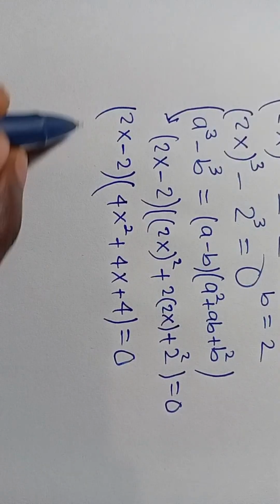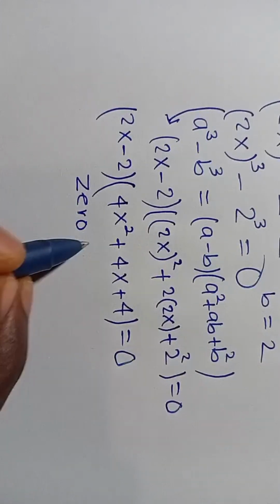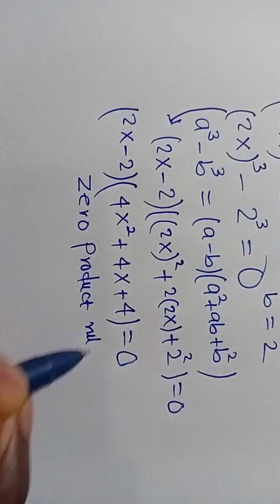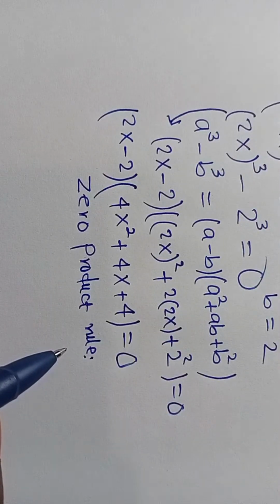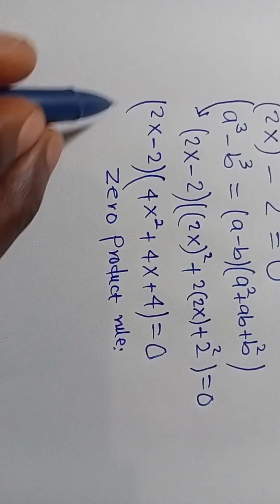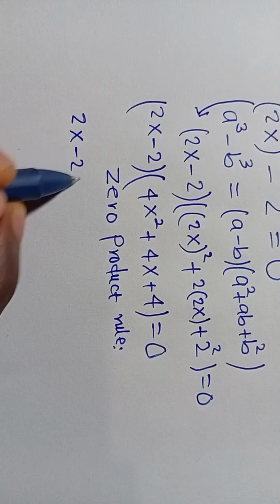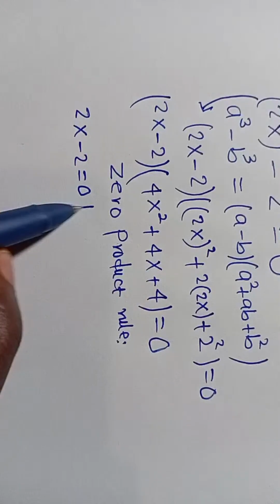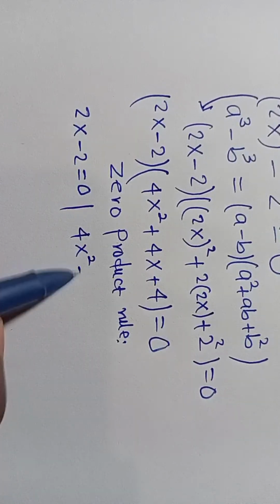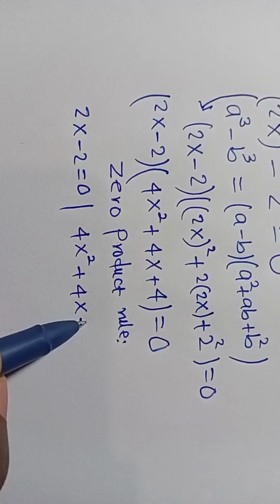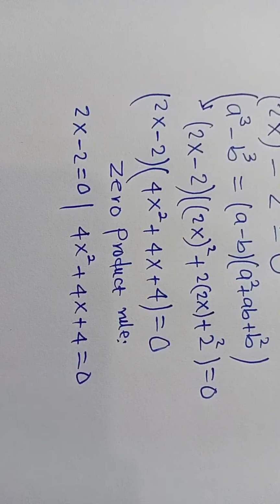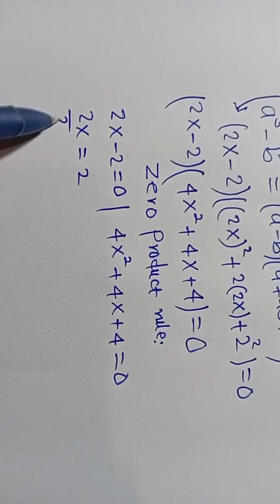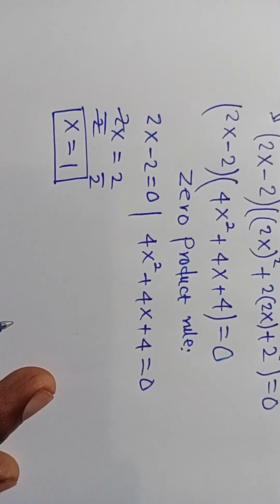Now, from the zero product rule, we have this to be 2x minus 2 equals 0. If this equals 0, definitely multiplied by here will be 0. We have 4x squared plus 4x plus 4 equals 0. So from here we have 2x equals 2. Divide through by 2, we have x equals 1.